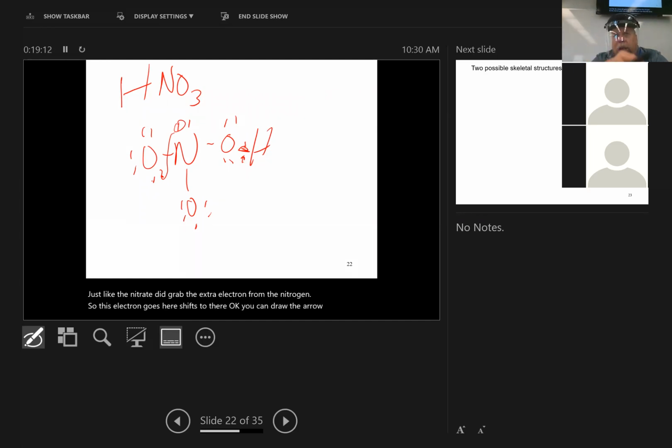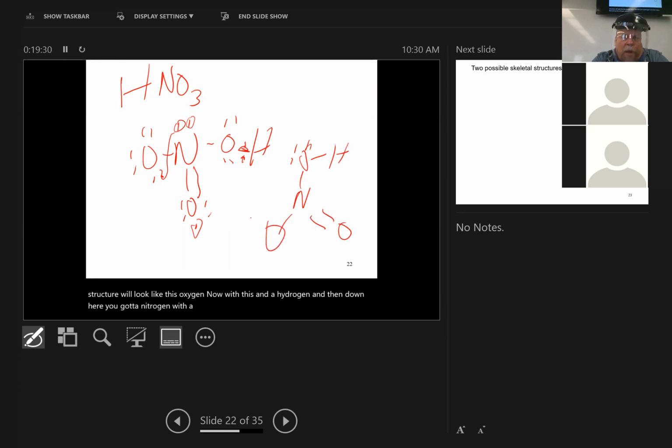That's good, highly recommended for those of you having to take organic. So now you have this electron and this electron, that'll pair to form a double bond. So the structure will look like this. Oxygen with a hydrogen, and then down here you've got a nitrogen with a double bond. Now, Nick, what's going to be the other resonance form for this? You can have a double bond for the oxygen. Yes, correct. That's it.